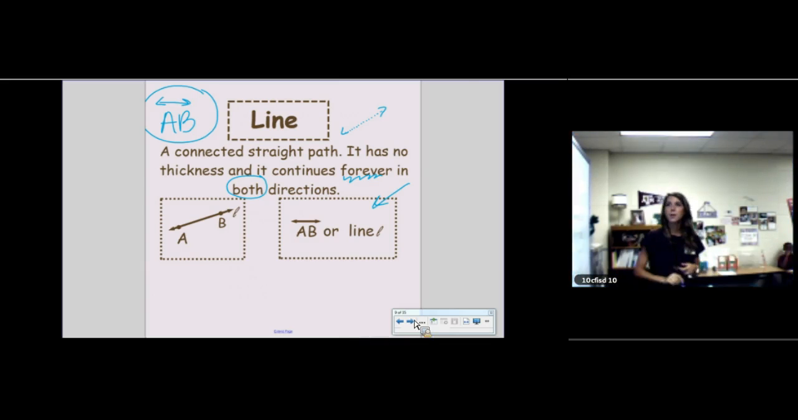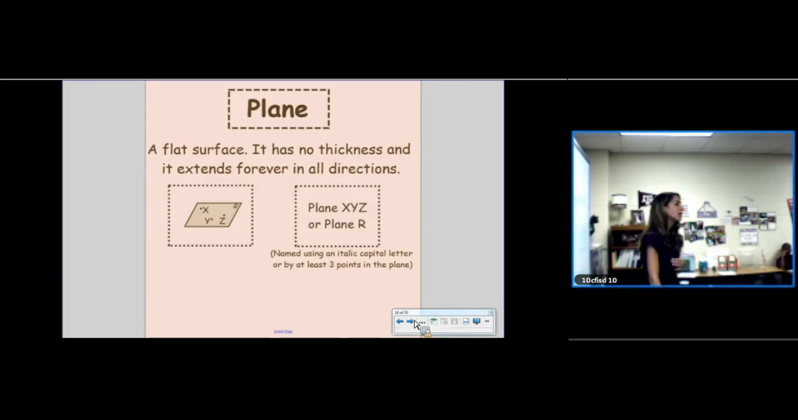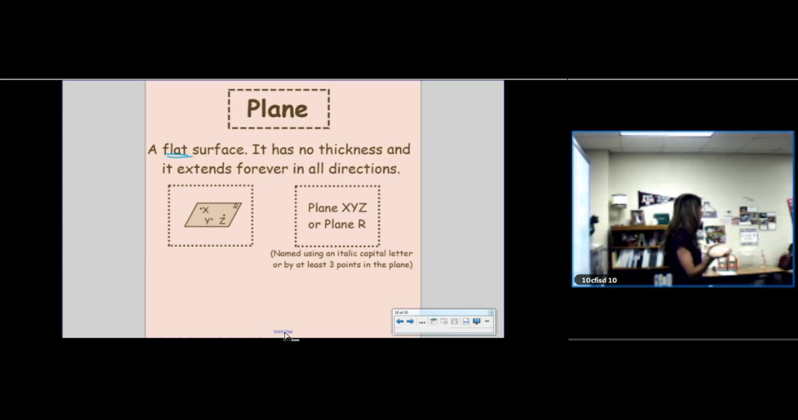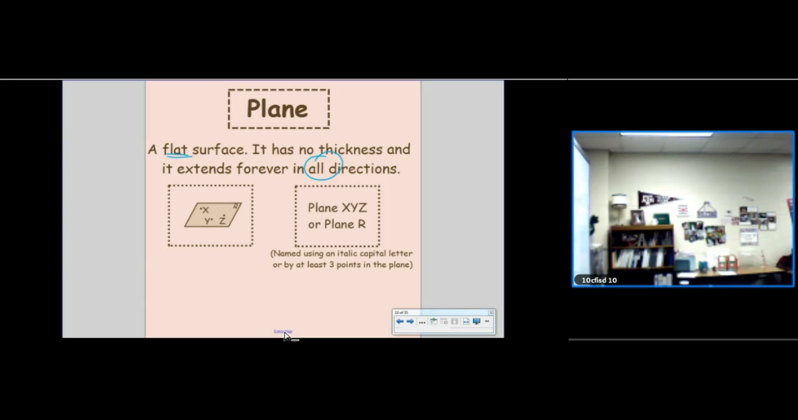Let's keep going. Plane. Point, line, plane. These are 3 main people. Point, line, and plane are main dudes. A plane is a bumpy surface? No, what is it? It's a flat surface. It has no thickness. It extends in both directions? No, it extends in all directions. So it is going everywhere, that flat surface. North, east, south, west, northwest, all of the above.